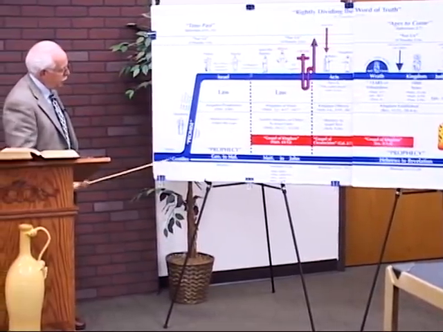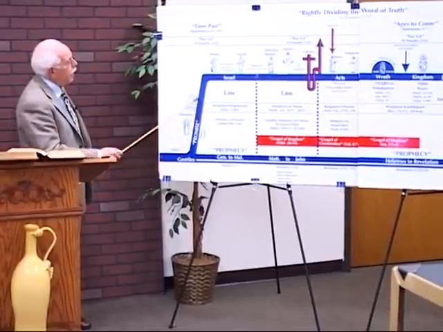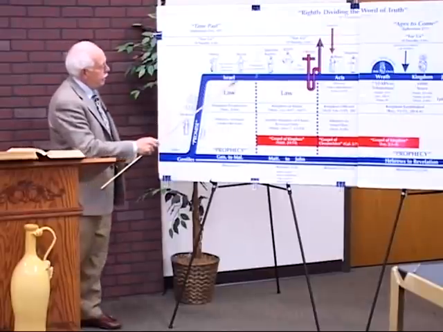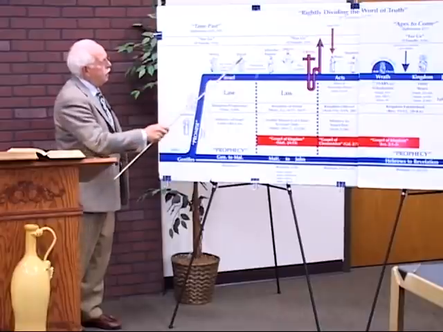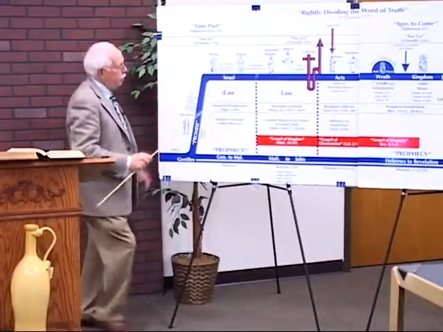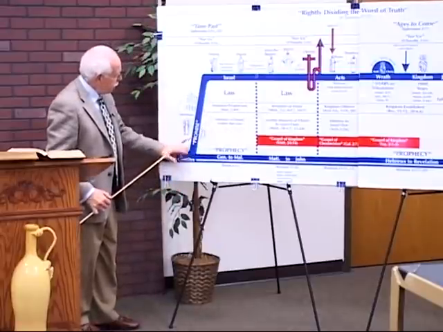Genesis chapter 1 to 11, right here. And then God calls Abraham out of Ur of the Chaldees, and he institutes the nation of Israel. Moses gives them the law. David is the picture of the kingdom that's to be fulfilled out there in the future. God makes a promise to Abraham.